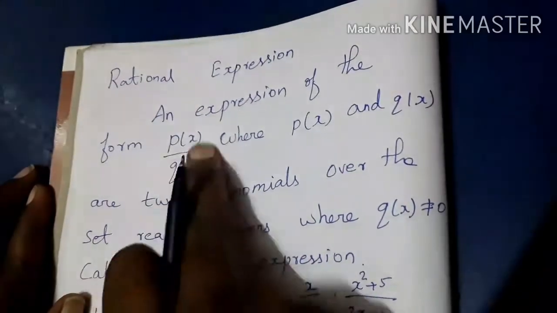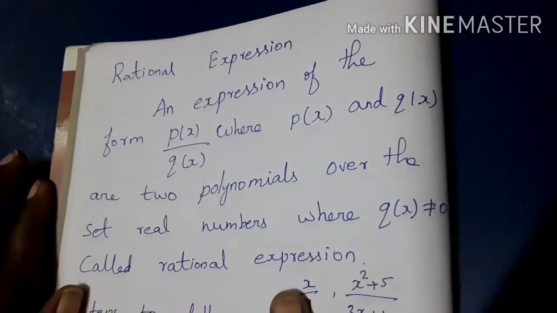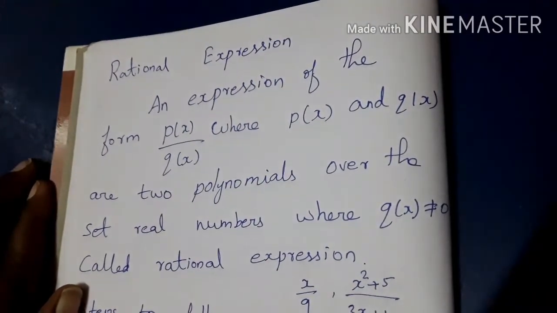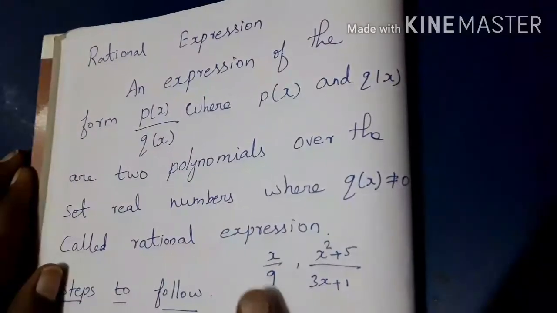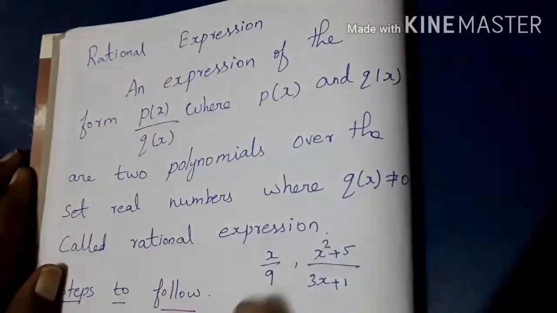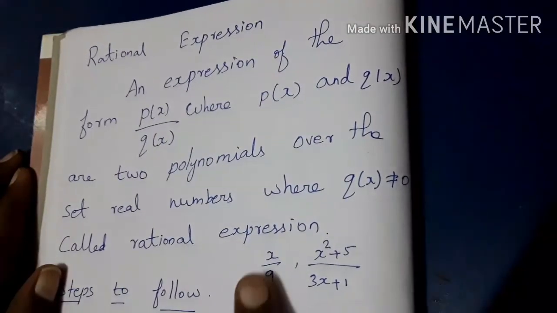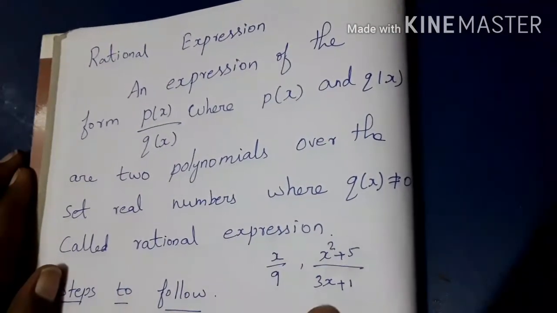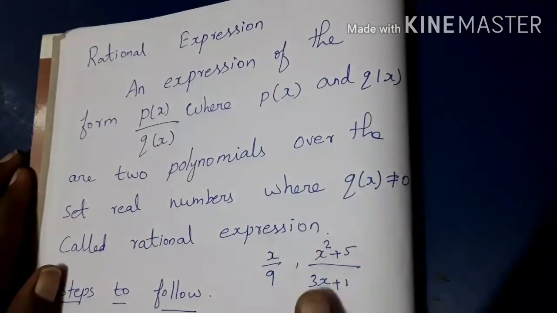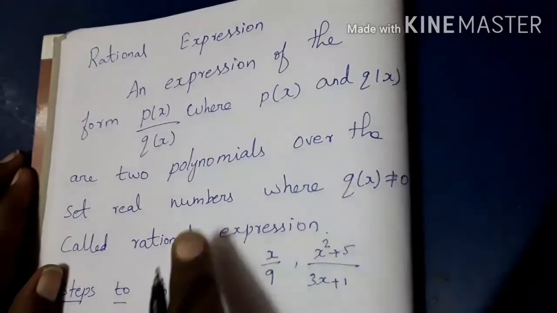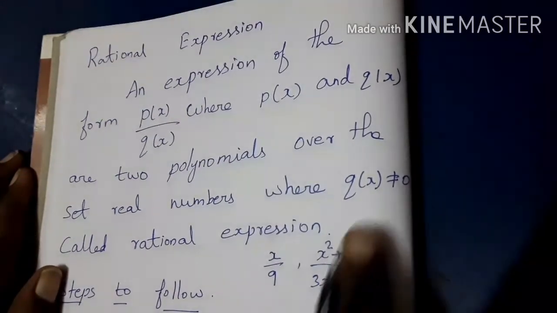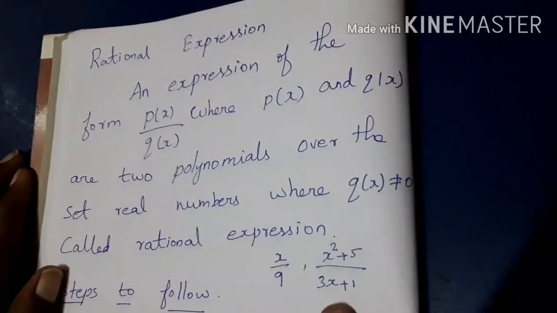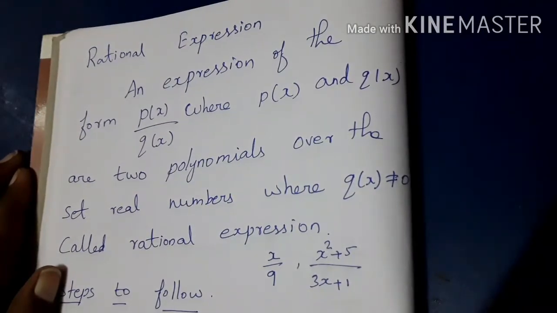Okay, for example, we have expressions like x by 9, x square plus 5, 3x plus 1. These expressions are in the form of p of x by q of x, where p of x and q of x are two polynomials over the set of real numbers, where q of x is not equal to 0. That is called a rational expression.